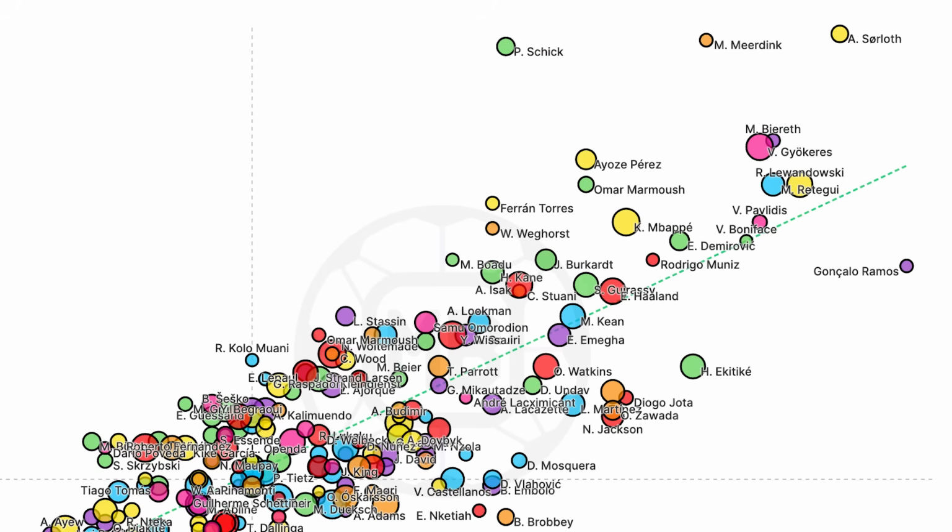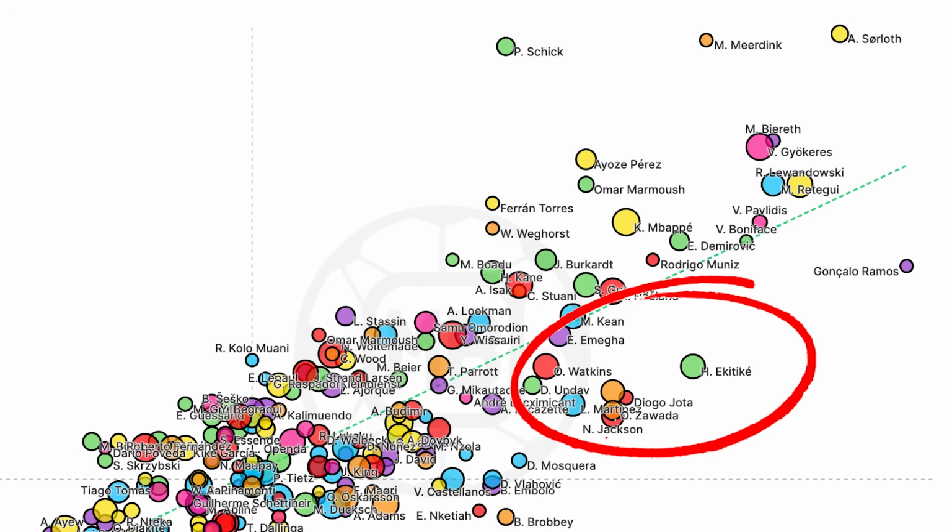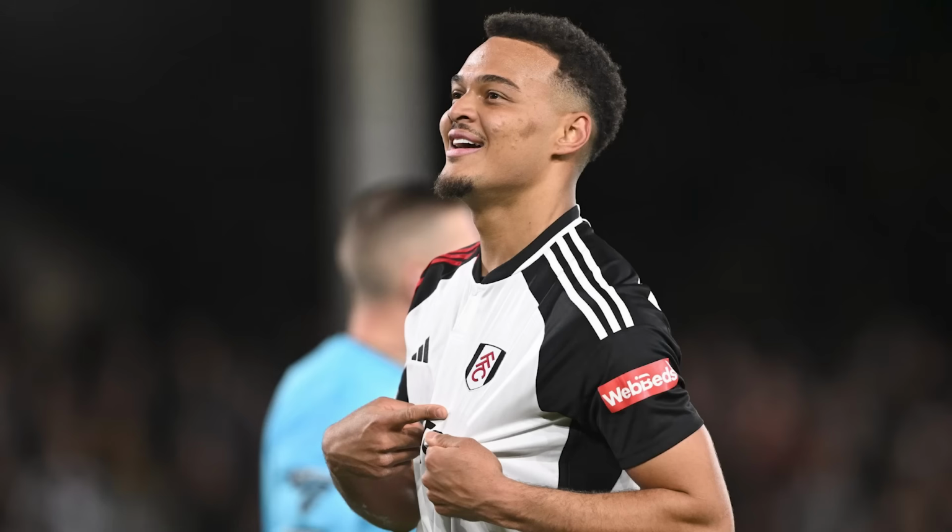But the two other interesting areas on this graph are around Mbappe and Haaland, the players who at the end of last season, the majority of the football world would have still considered as the two best goal scorers in world football, but also the area underneath it, the xG underperformers. Rodrigo Muniz is someone who stood out previously when I've looked at his FBref report, as well as when watching him over the past few seasons for Fulham.